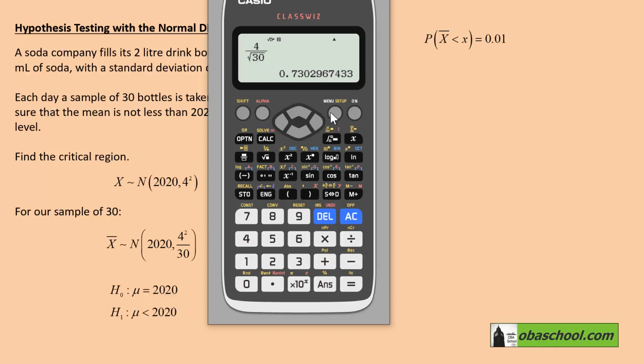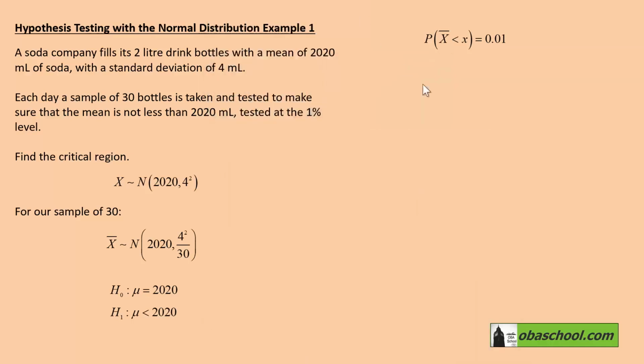So we now want this x value, so we know a probability and we want a value. So we know that that is going to be inverse normal. So our area is going to be 0.01. Our standard deviation is 0.73. And our mean is 2020. And that gives us 2018.3.